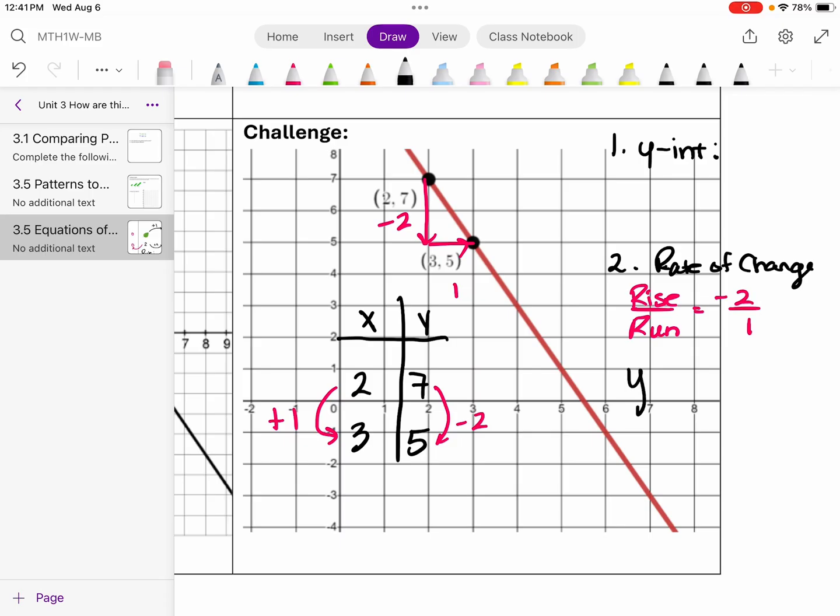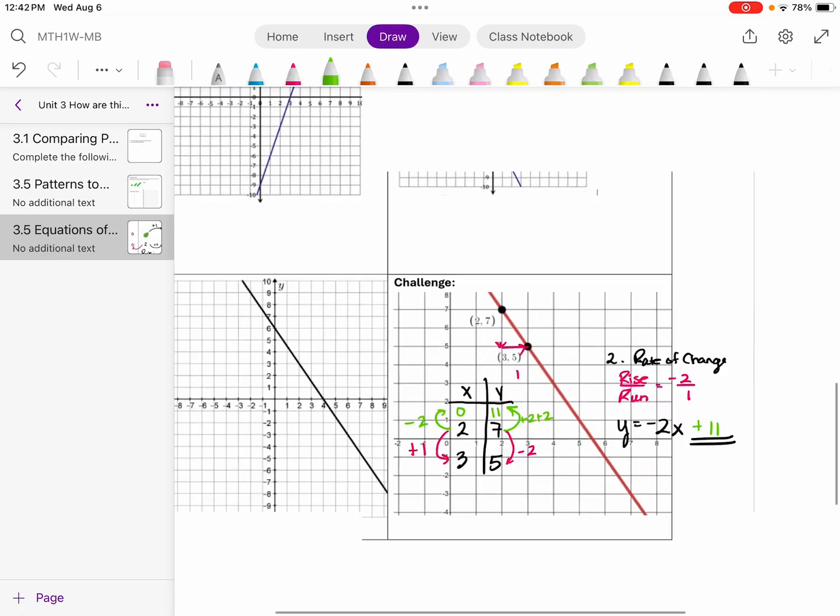So far in my equation, I have y equals negative 2x. Now I just need to figure out what goes here for my initial value. Well, if you have the table of values, you could work backwards. So if I'm trying to get back to 0, I have to subtract 2. So that means I'm going to subtract 2 times. So if I subtract 4 from 7, I end up with an initial value of positive. I'm going to add 4, not subtract 4. So I'm going to get an initial value of 11. So plus 11. And there we go.